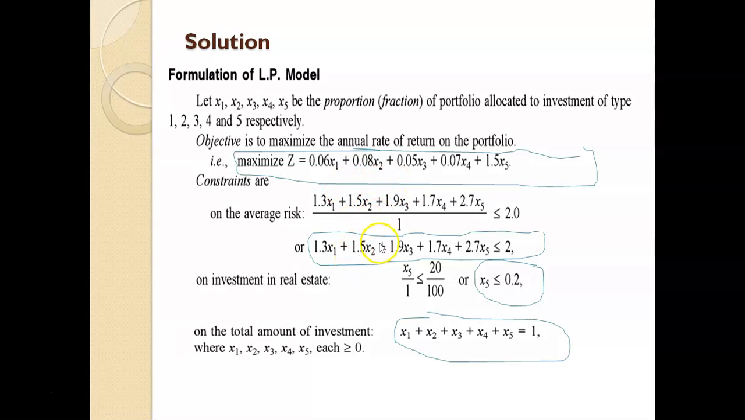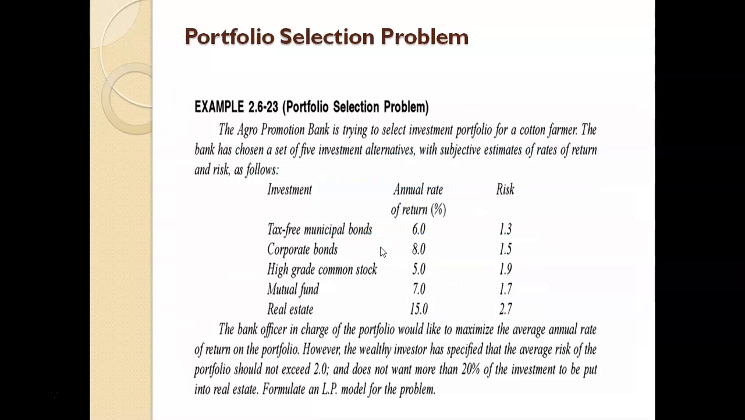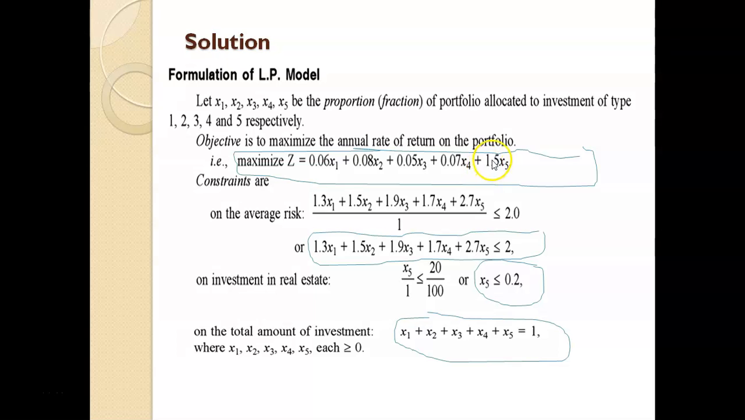This can be seen just from the table here. So these are the returns. Since these are in percentages, I'm just writing it as 6 divided by 100, so 0.06. Similarly, it would be 0.15. Here it is wrongly written as 1.5, it would be 0.15 x5.